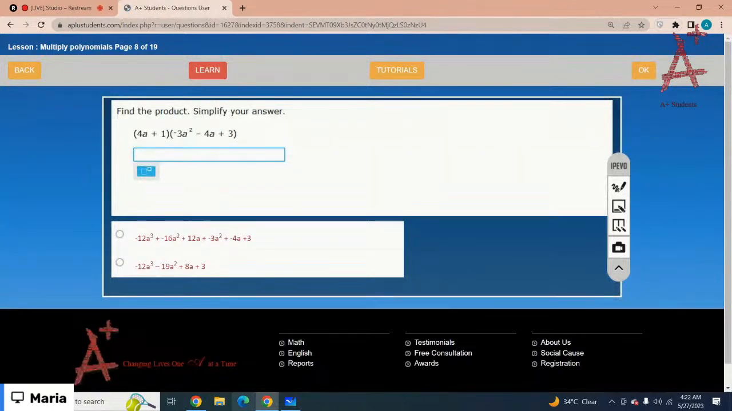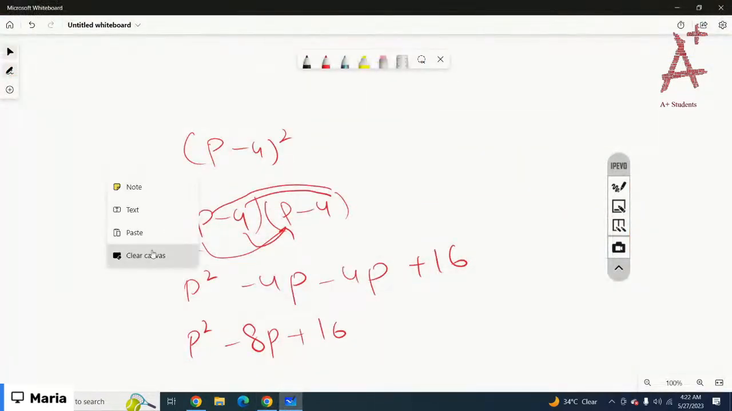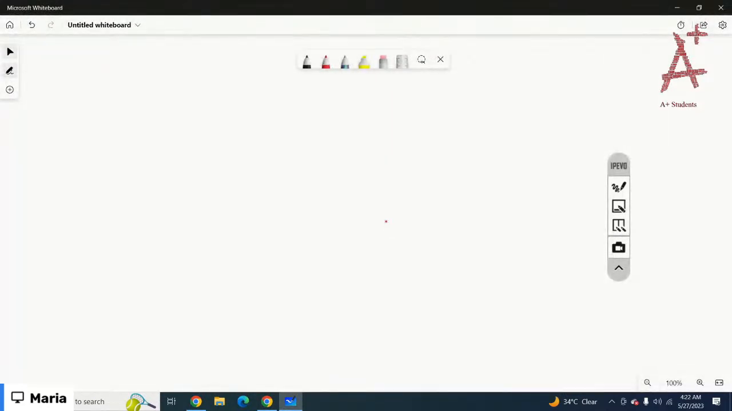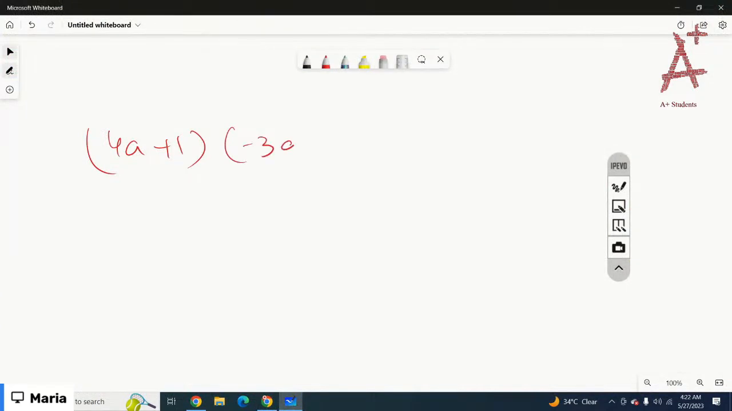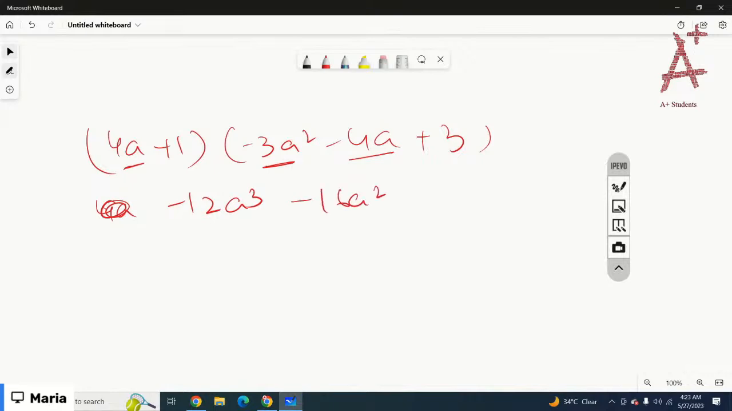Okay, the next one is 4a plus 1. It's a bit long question. Let's just do it on the board. It would be 4a plus 1 and negative 3a square minus 4a plus 3. Let's just multiply 4a with everything. 4a times negative 3a square is negative 12a cube. 4a times negative 4a is minus 16a square. And 1 times 3 is 3. Now you're going to multiply 1 with everything. It would be negative 3a square, negative 4a and plus 3.